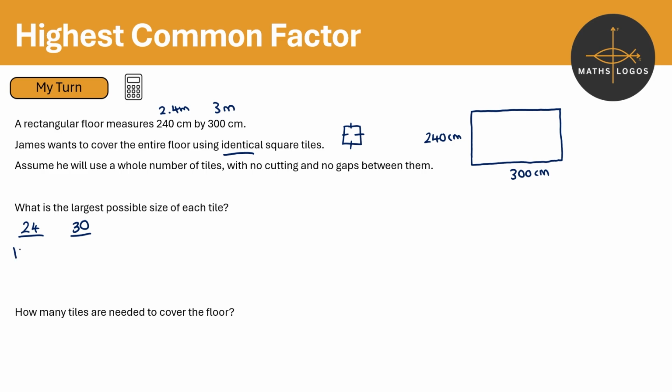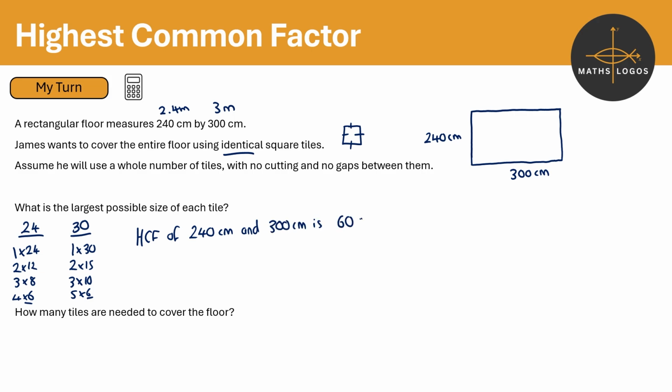So my factors of 24 are 1 and 24, 2 and 12, 3 and 8, and 4 and 6. And the factors of 30 are 1 and 30, 2 and 15, 3 and 10, 5 and 6. If you notice, the highest common factor in both lists is 6. What that means is the highest common factor of 24 and 30 is 6. The highest common factor of 240 centimeters and 300 centimeters is 60 centimeters.